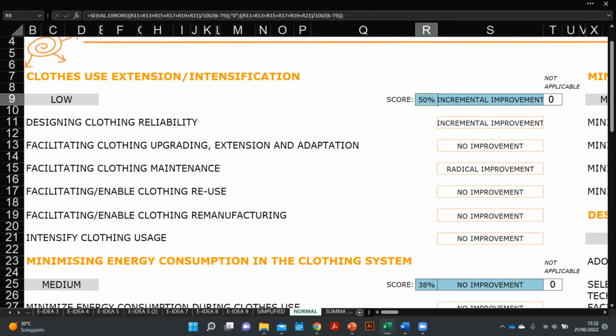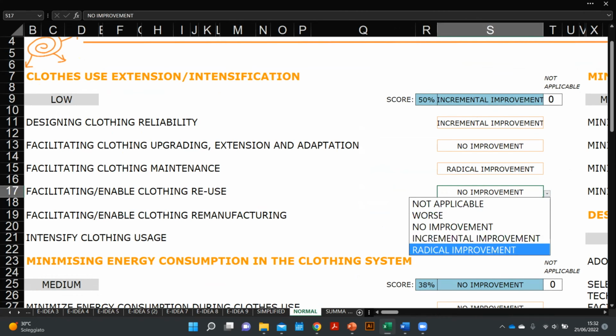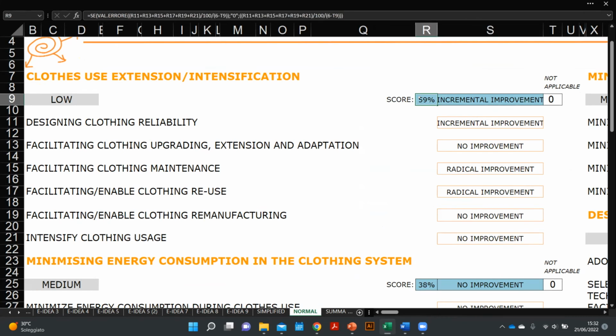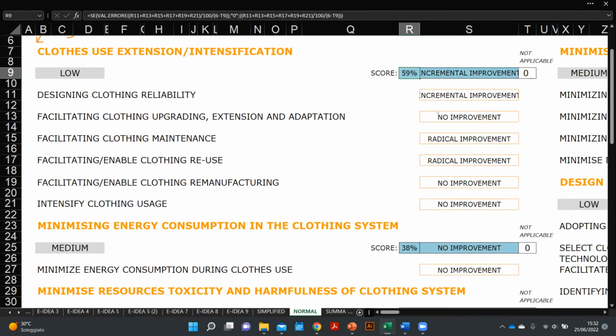rectangle here. This cell here is changing together with the evaluation that I'm giving. So if I change this to radical improvement, you see that the number is changing because it's connected and it's planned to make an average of all the guidelines.